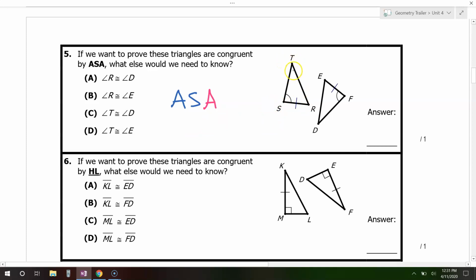So the question is, are we going to mark angle T or angle R? Remember, for angle, side, angle, the side has to be between the two angles. So that's why I'm going to mark R, because that puts the side right between the two angles. And on the other triangle, I'm going to mark E, because that's what it takes to make the side between the two angles. So angle R has to be congruent to angle E.